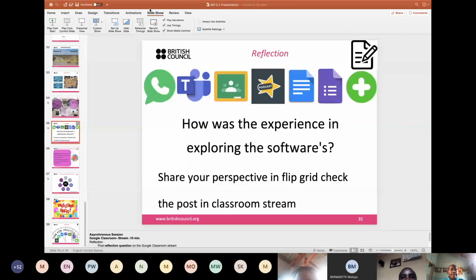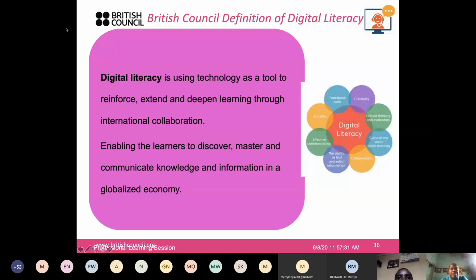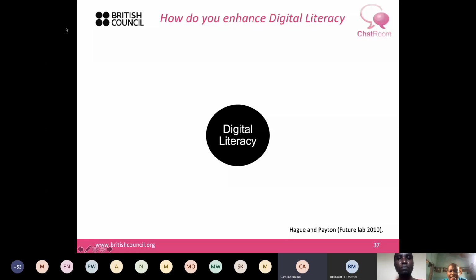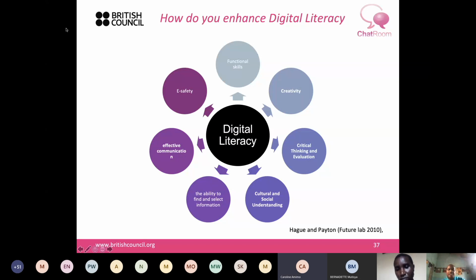So, ladies and gentlemen, I think we had a nice session. And as we are finishing, we need to appreciate that the British Council definition of digital literacy is using technology as a tool to reinforce, extend, and deepen learning through international collaboration. It's about enabling learners to discover, master, and communicate knowledge and information in a globalized economy. So today you are demonstrating digital literacy and what it can do. How do you enhance digital literacy in your school? Because digital literacy is about functional skills, creativity, critical thinking and evaluation, cultural and social understanding, the ability to find, communication, and safety.